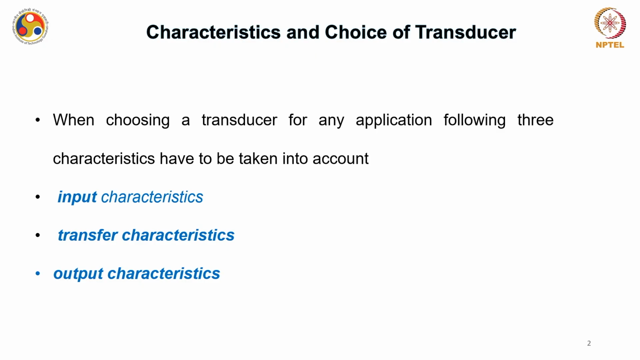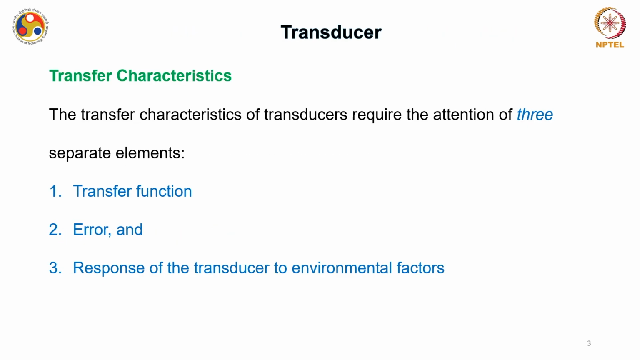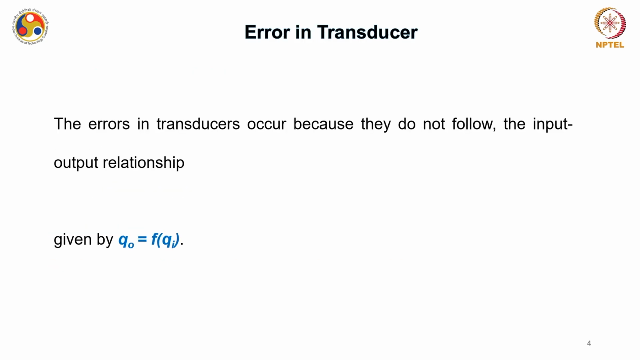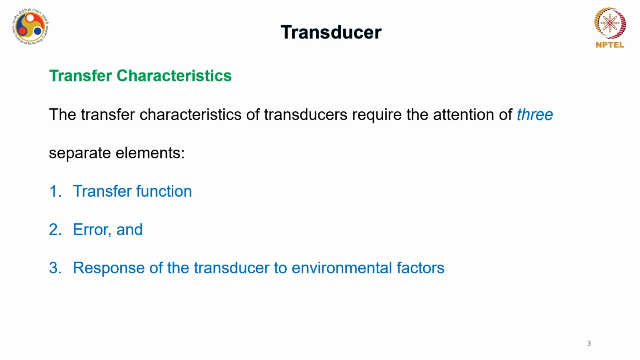We have seen in the previous lecture that when choosing a transducer for any application, three characteristics we have to take into account: the input characteristic of the transducer, the output characteristic, as well as its transfer characteristic. We were discussing the transfer characteristics of the transducer, which required the attention of three separate elements. First was the transfer function, second is the error, and third is the response of the transducer to the environmental factors. So, today let us see the second element, that is the error.